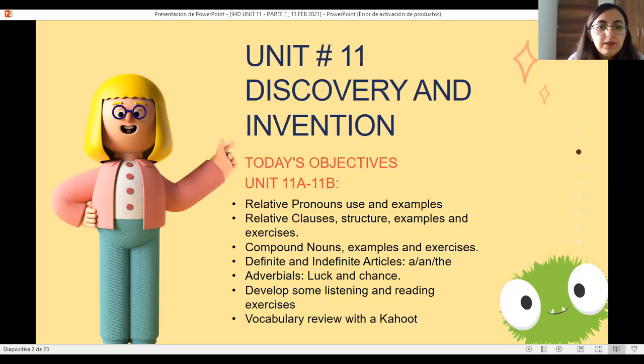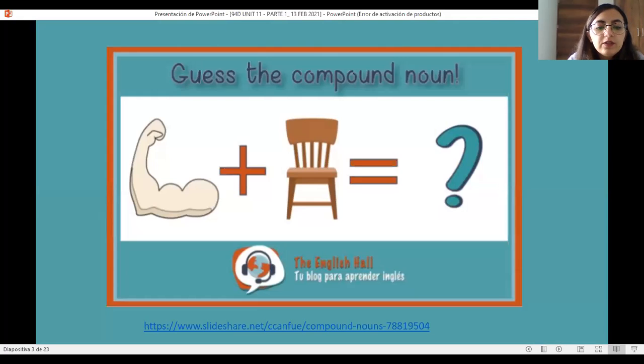Guys, don't forget to complete the Cambridge platform. No se olviden de ir completando la plataforma de Cambridge para que no se les acumule todo al final. Como ya completamos la unidad 10, pues deberíamos ya ir avanzando, completando la unidad 10 también en la plataforma de Cambridge.